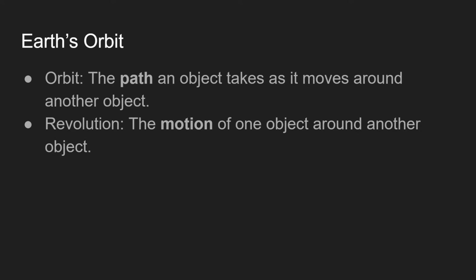So, what are their definitions? Orbit is the path an object takes as it moves around another object. In this case, the orbit is the path the Earth takes as it moves around the sun. Revolution is the motion of one object around another object. That means the motion of Earth around the sun. The sun does not revolve around the Earth; the Earth revolves around the sun, as I'm sure Mrs. Haynes has taught you in social studies.